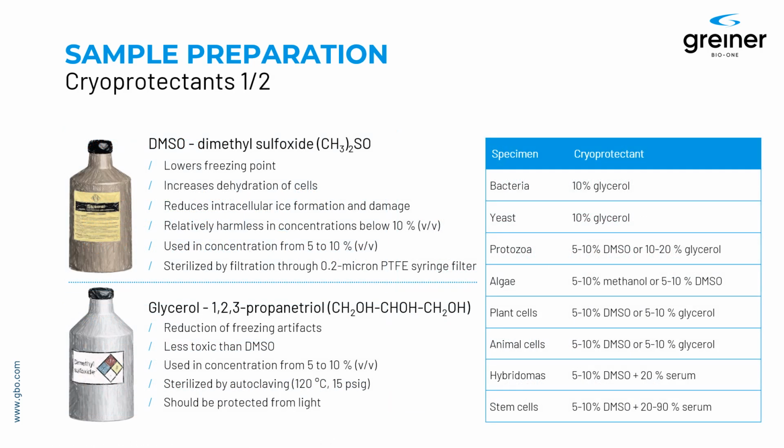The two most commonly used cryoprotectants are DMSO and glycerol. On this fact sheet, they are quickly characterized, with DMSO lowering the freezing point, increasing dehydration of cells, reducing the intracellular ice formation and thus cell damage. DMSO is relatively harmless in concentrations below 10% and is thus used in concentrations from 5 to 10%. DMSO is usually sterilized by filtration through 0.2 micron PTFE syringe filters.